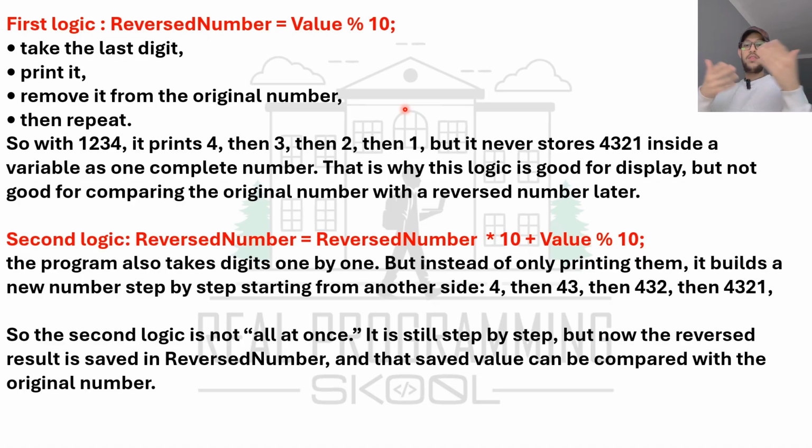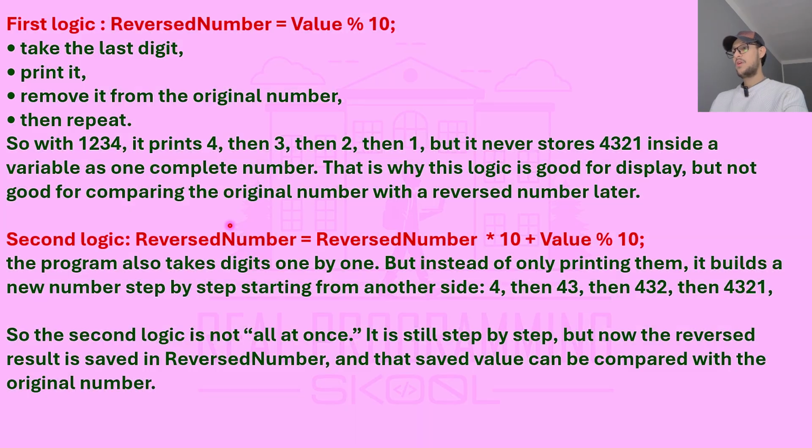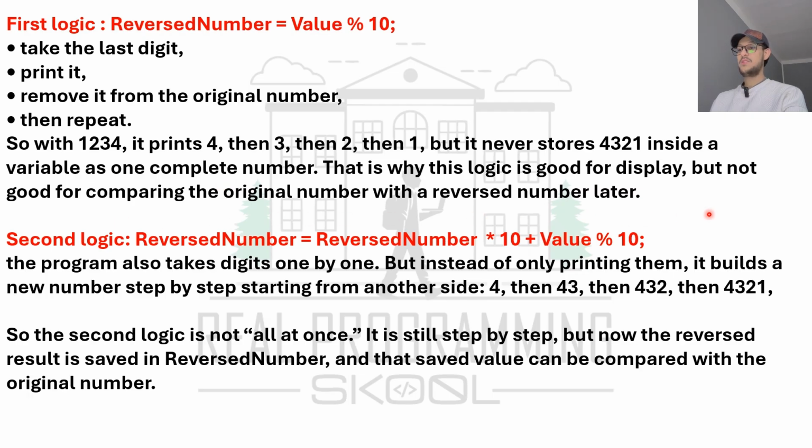In the end, we don't have anything to compare with the original number when we reverse it. All right, that's what the first logic does. Then it repeats until all the digits are finished from the value. So with 1234, it prints 4, then 3, then 2, then 1, but it never stores 4, 3, 2, 1 inside a new variable as one complete number. That's why this logic is good for display but not good for comparing the original number with the reverse number later. Why? Because we don't have a reverse number.